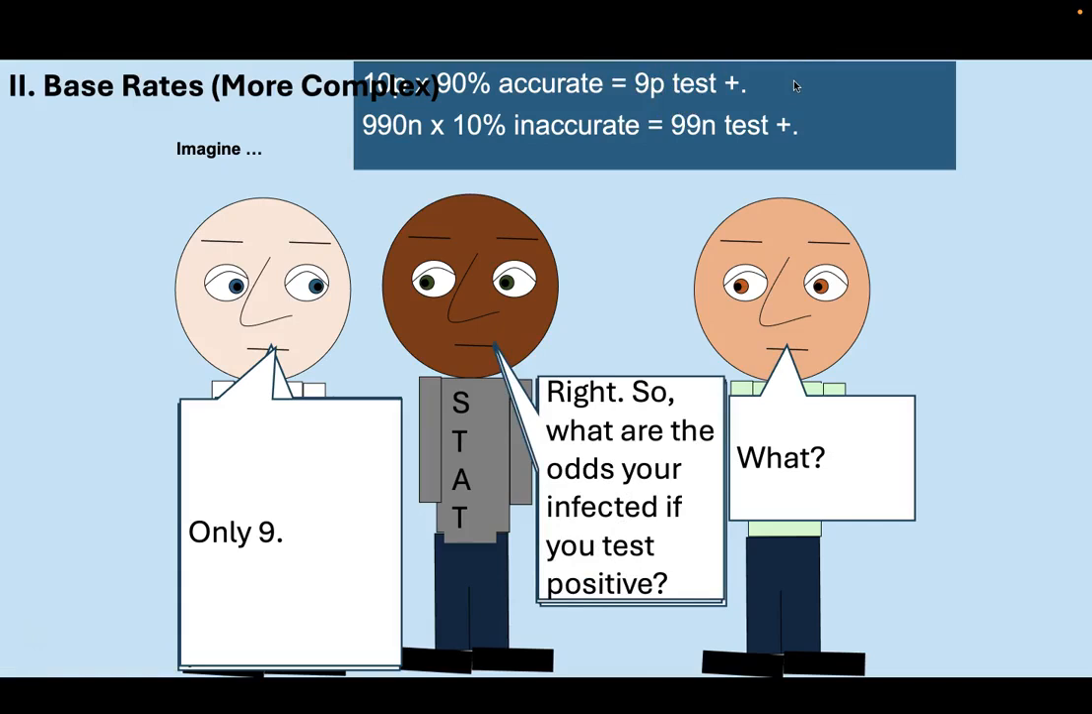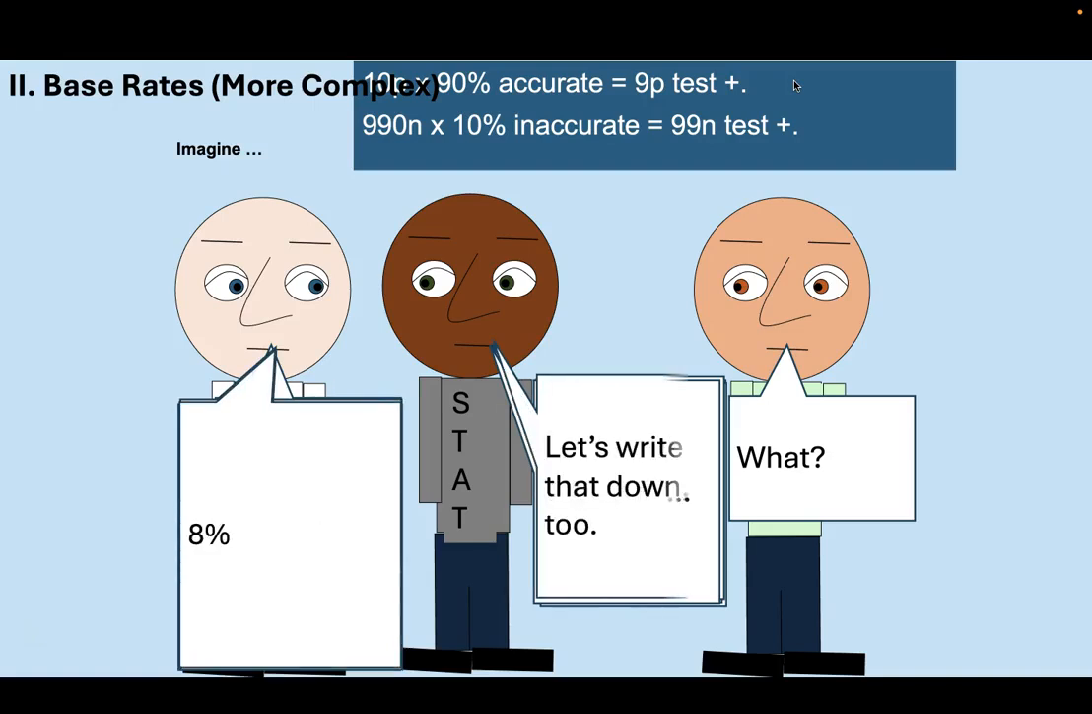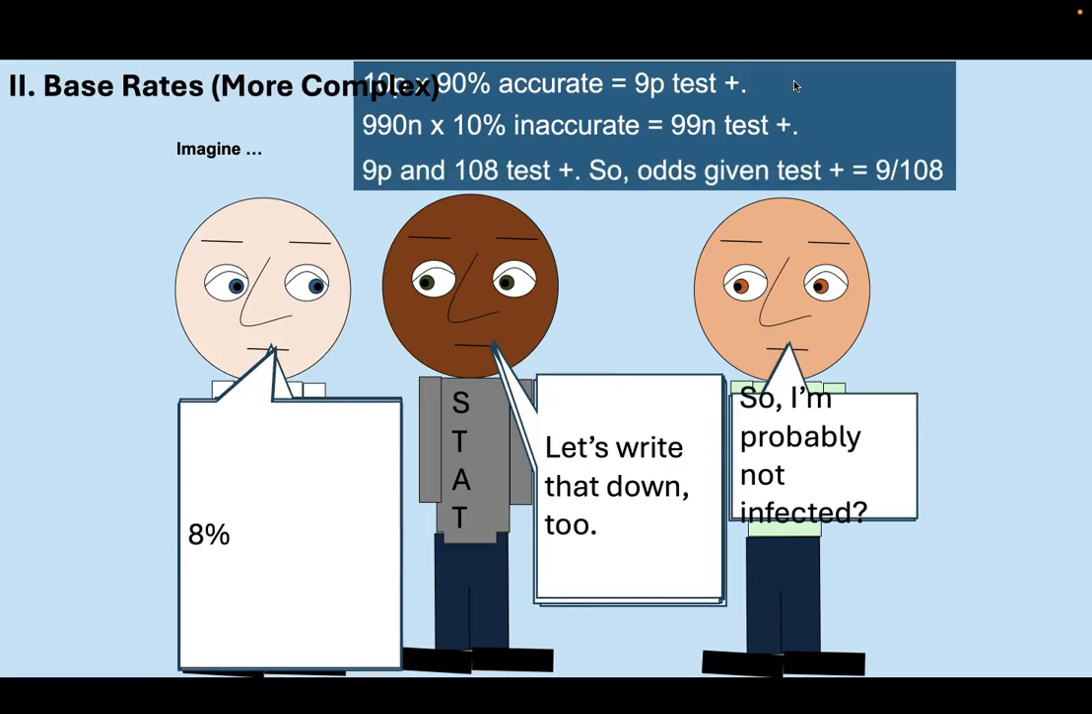So what are the odds you're infected if you test positive? 9 out of 108. And what is that? That's 8%. So we're going to write that down too. We get 9 people who are positive and 99 people who are negative will test positive. So the odds you're actually positive, given that you get a positive test, are 9 out of 108.